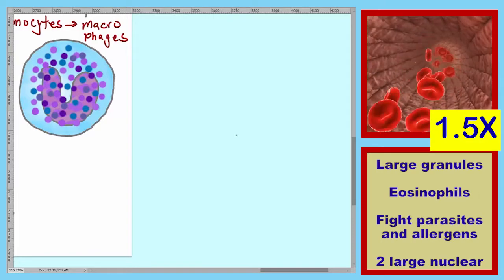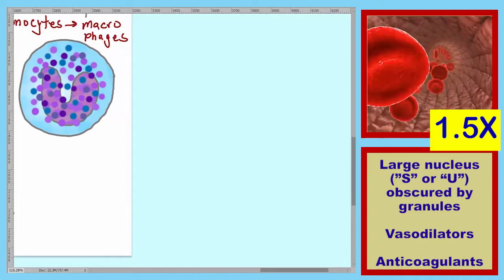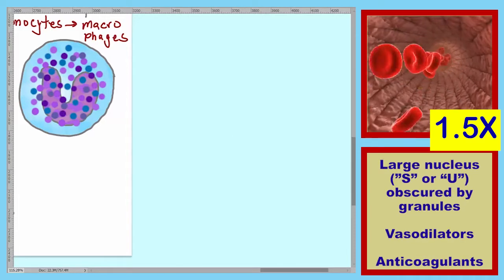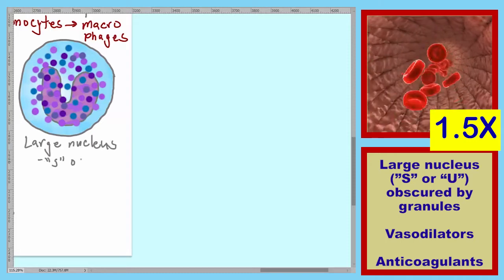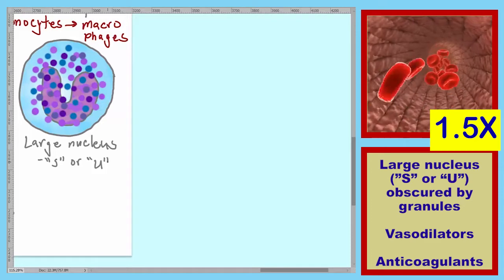Some of these granules have anticoagulants, and we'll name those, and some of these granules have vasodilators. And these cells have a large nucleus that's obscured by these granules. Let's indicate the large nucleus first. It can be U-shaped or S-shaped. And these cells also have large granules that some have anticoagulants and some have vasodilators.